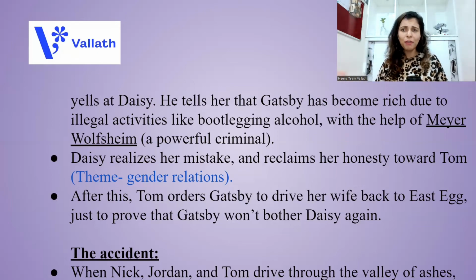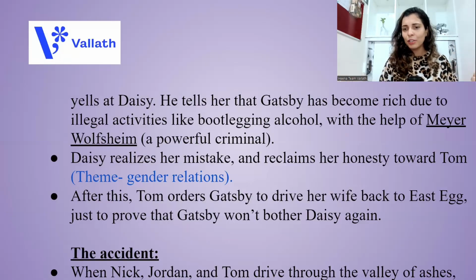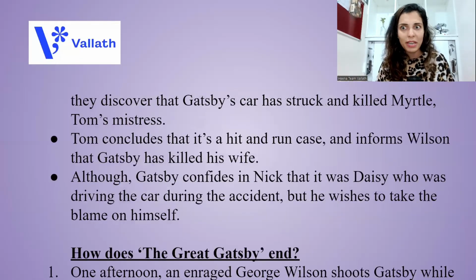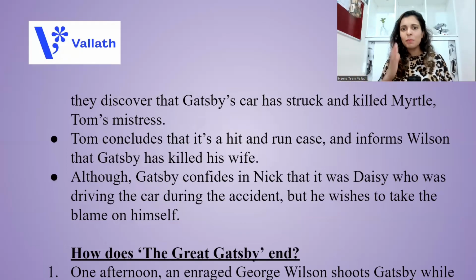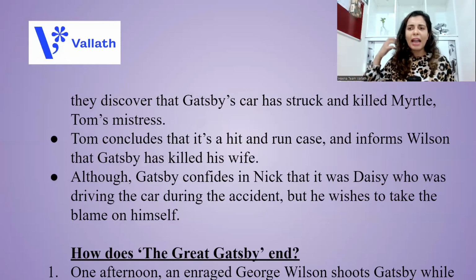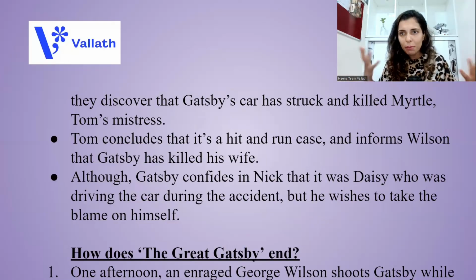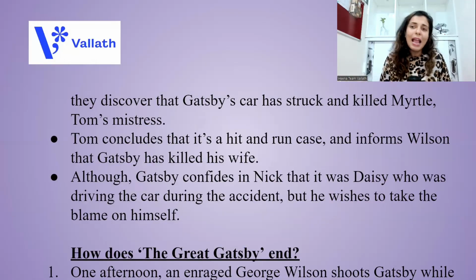Now let's start with the unfortunate scene. More unfortunate things are coming. The accident: when Nick, Jordan, and Tom drive through the Valley of Ashes, which comes in between East Egg and West Egg, what do they witness? They discover that Gatsby's car has struck and killed Myrtle. Who is Myrtle, remember? Tom's mistress. Come on. Wilson's wife, Myrtle, Tom's mistress, has been killed by Gatsby's car.